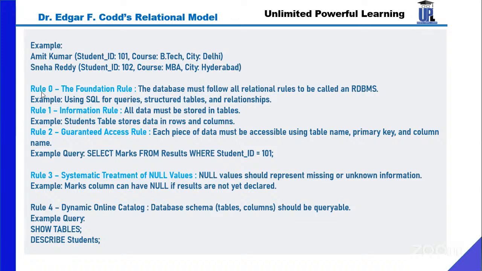The first rule we are talking about is rule 0. That is nothing but the foundation rule. The database must follow all traditional rules to be called an RDBMS package, using SQL queries, structured tables and relationships. The foundation rule says that if you want to say RDBMS package, you have to follow relational rules. What are those relational rules? Rule 1 says information rule. So what does the information rule talk about? All data must be stored in tables.